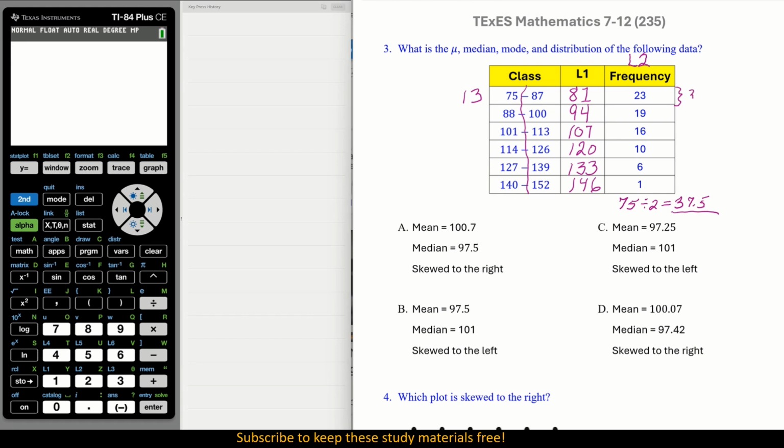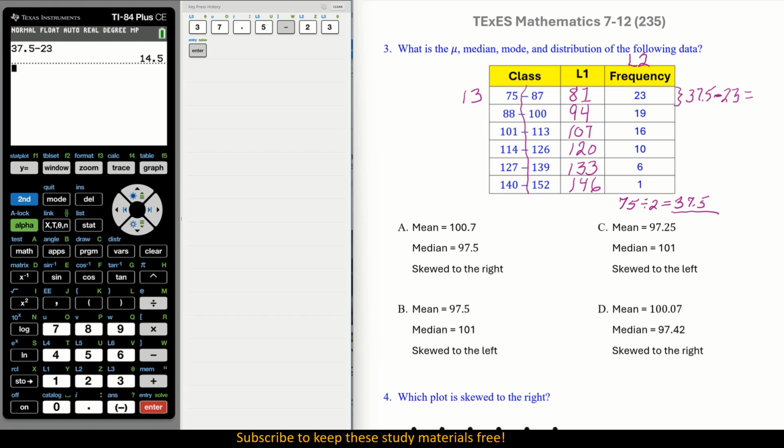Okay, so what do we have then? We take our 37.5 minus the 23. And what's that going to give us? Okay. All right, let's just do that real quick. 37.5 minus the 23, 14.5. That means that that's what we need to add on here to get that fraction that we need to calculate the median. Okay, so right in here, I'm just going to do it like this. 14.5. So that tells me I need a fraction of 14.5 over that 19.